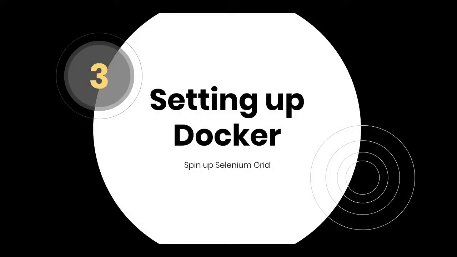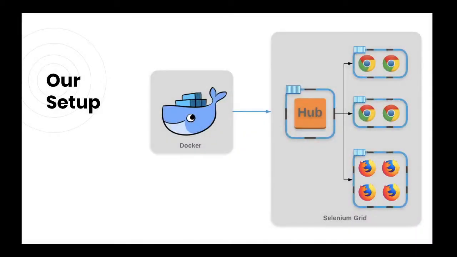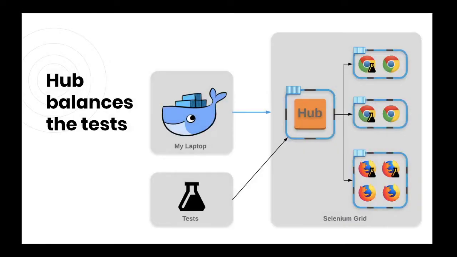It's time to start creating your containers using Docker in the terminal. Let's take a quick look at what our structure will be so we have a good idea of what we'll be creating and how they'll work together. There are three main pieces to the setup of our grid: the Docker machine, aka the Docker engine, the hub container, and the node containers with the browsers that are connected to the hub. Our tests are run against the hub, which balances them across the nodes.